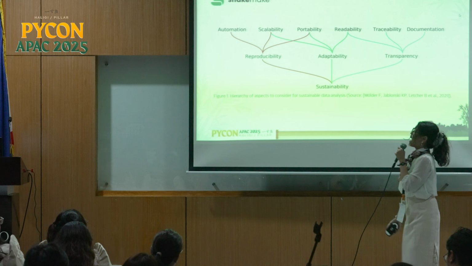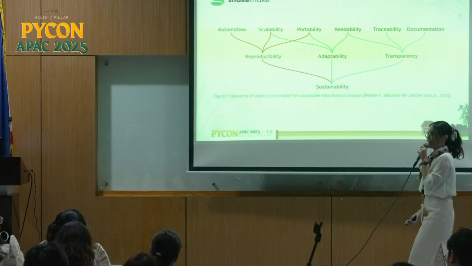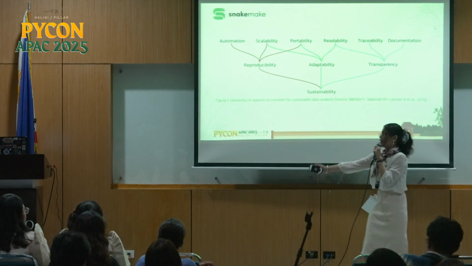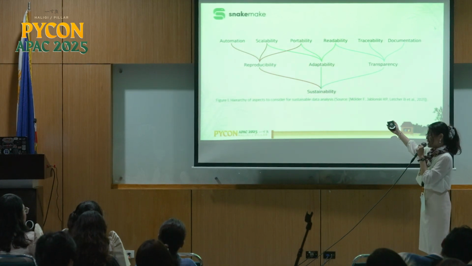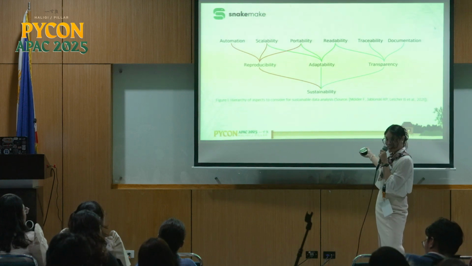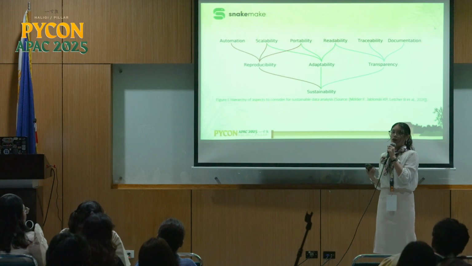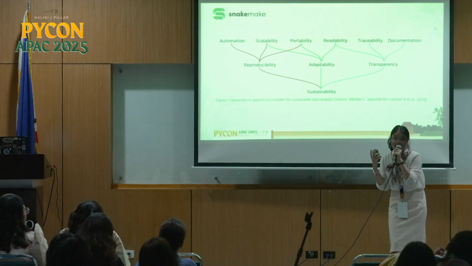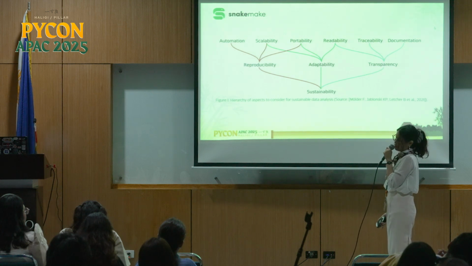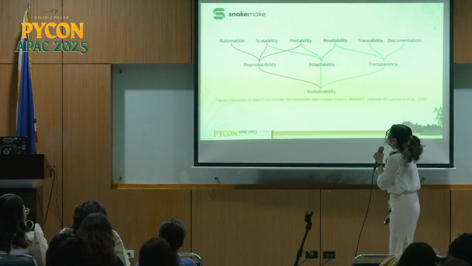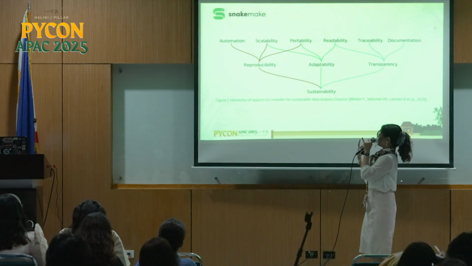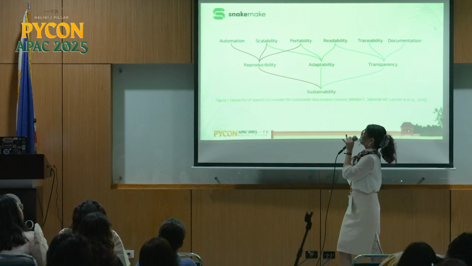Okay, next, we have Snakemake. Snakemake, again, like what I've mentioned, is a workflow management system. And the graph that you will be able to see here is actually from a paper written by the creator of Snakemake, because their goal is to have a sustainable data science process or data analysis process. What does it mean? No? We have three things here to remember. We have reproducibility, adaptability, and transparency.